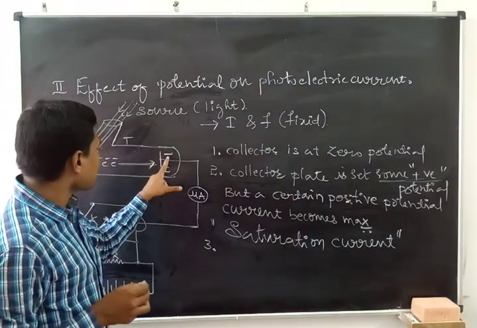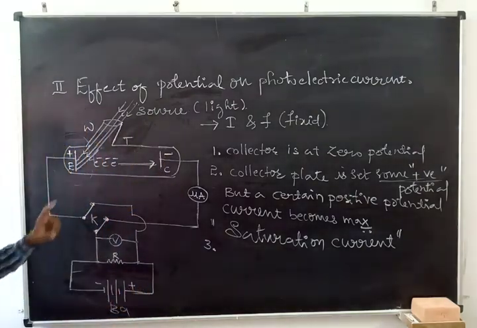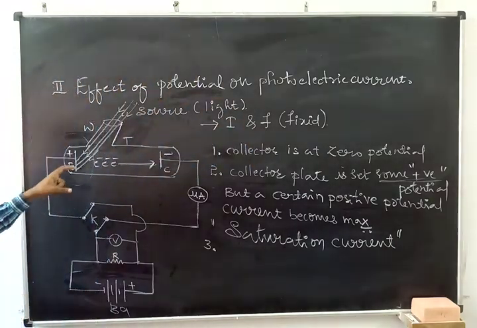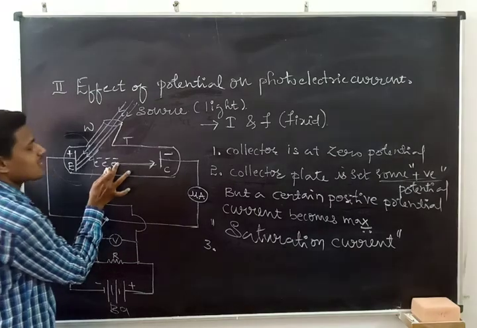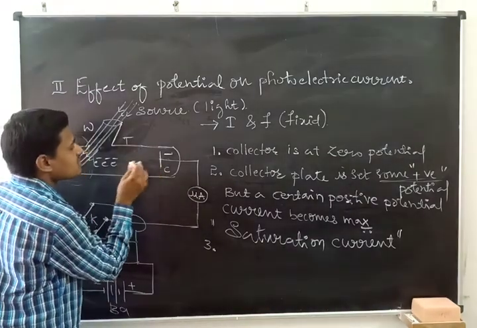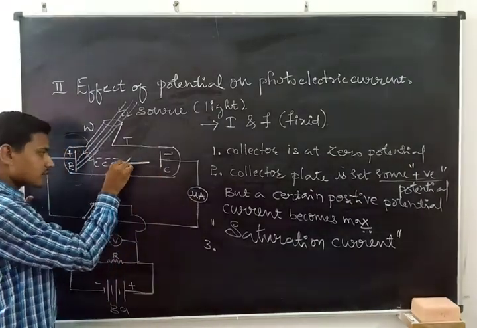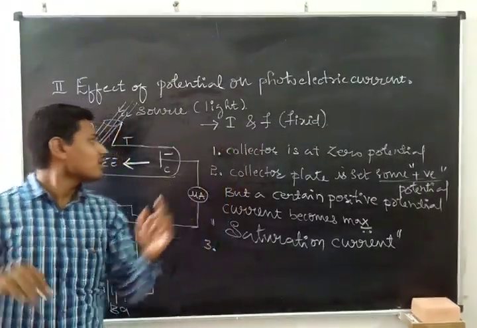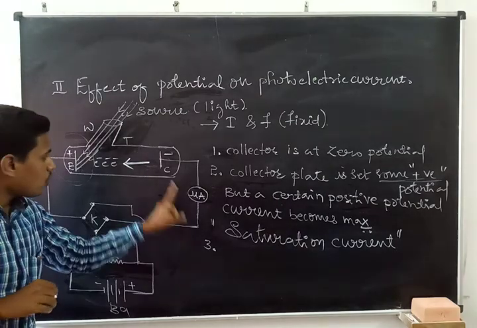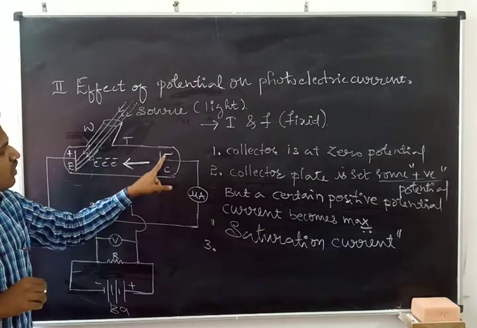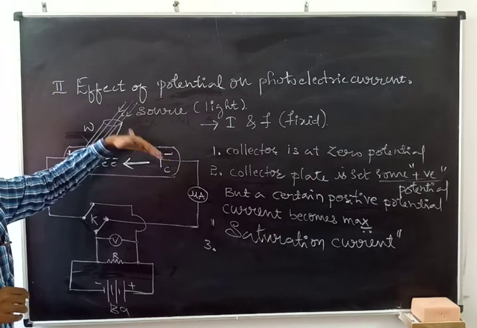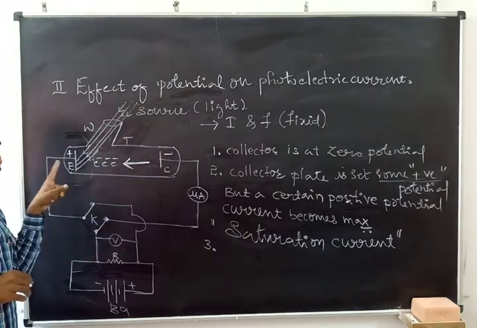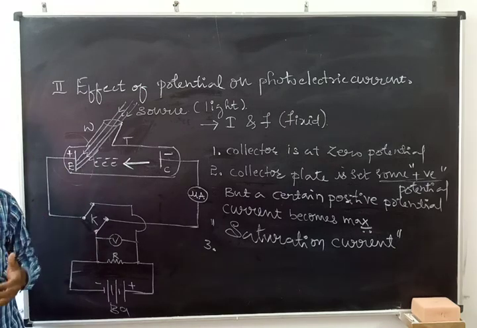Now in the third condition, I am making the collector negative. Even if you illuminate it with radiation of intensity I and frequency F, there will be emission of electrons, but these electrons never get attracted towards the collector plate. Instead of being attracted, they get repelled. If I make it more negative, increasing the negative potential on the collector plate, I gradually observe that the electron repulsion becomes greater.